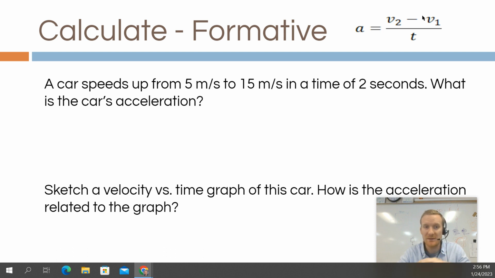The next thing you're going to want to do is sketch a velocity versus time graph of this car. What we've done in the past are distance time graphs, how far it's traveled in a certain period of time. But this time we are doing a velocity time graph. Where did the velocity start? Where did it end? And how long did it take to do that? So you're going to set up your velocity time graph with time on the x-axis, velocity on the y-axis. And then the final piece is telling how the acceleration relates to the graph. We'll give you guys a few moments to try that, and you should be able to do the following formative, and then there's a follow-up video after that.